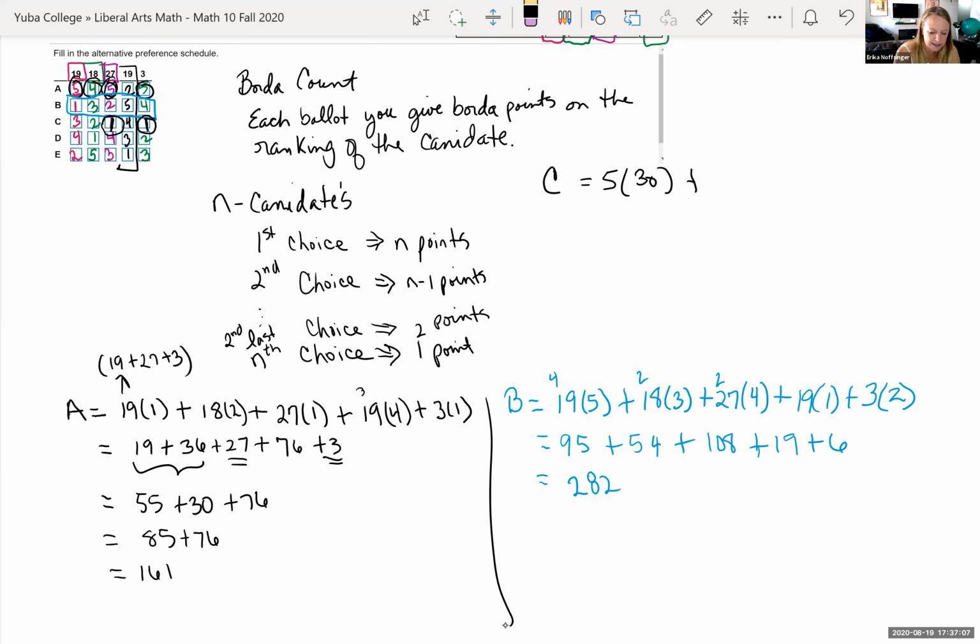Plus, let's go to second. Second means they get 4 points, and there's 18 people that gave them second position. And now looking at third choice, they get 3 points, and there were 3 of them. And then fourth choice, they get 2 points, and there's 19 people there. So this gives us 150 plus 18 times 4 is 72. 3 times 3 is 9, plus 2 times 19 is 38. So 150 plus 72 plus 9 plus 38. I get 269.